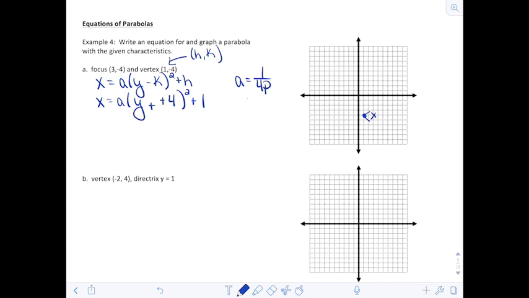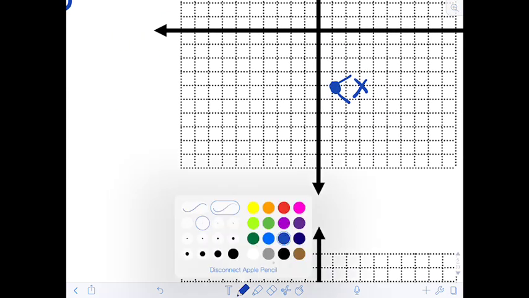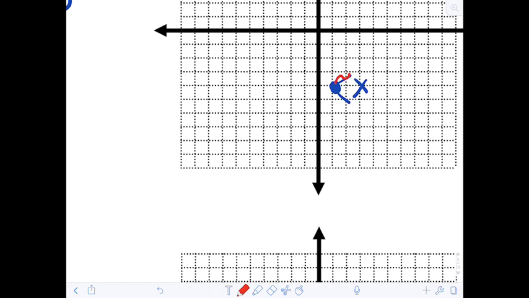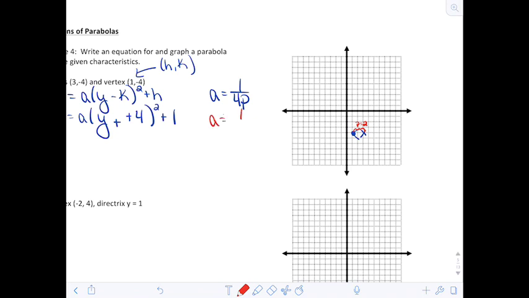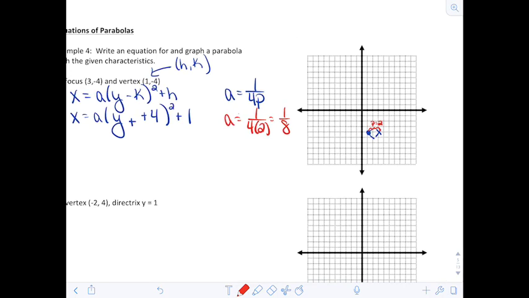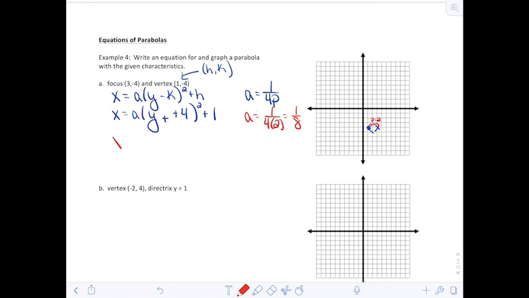Now what I can get from the graph is my distance from the vertex to the focus. P is 2. So a is 1 over 4 times 2, which is 1/8. And because that opens to the right, it's going to be positive. So for my equation, the final answer will be x equals 1/8 times y plus 4 all squared plus 1.